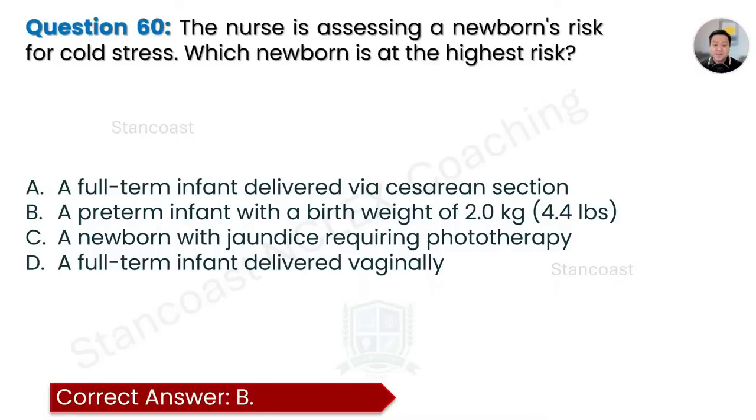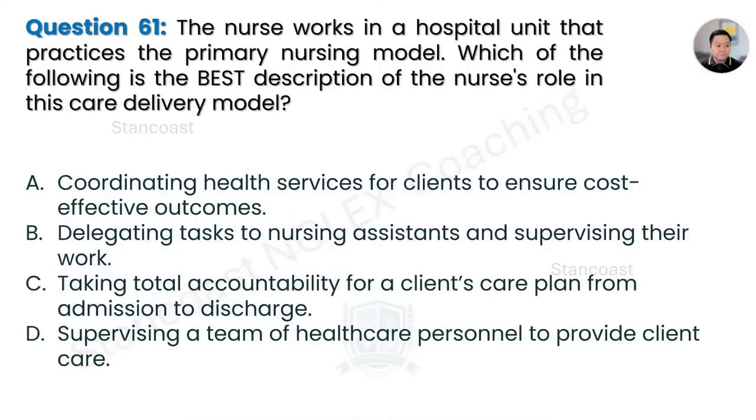And for letter C, this is also an incorrect option. Phototherapy can slightly increase heat loss, but the risk is lower than in preterm infants. Letter D is also incorrect because full-term infants generally have better thermoregulatory mechanisms. Let's have number 61. The nurse works in a hospital unit that practices the primary nursing model. Which of the following is the best description of the nurse's role in this care delivery model?